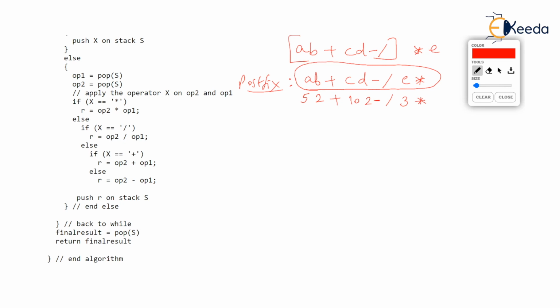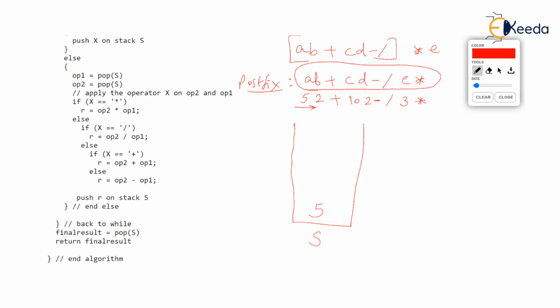All right. So these are the values that we are having. Now, how is our algorithm going to perform? This is the stack S. When we scan this postfix from left to right, we get a token 5. Notice, first token is 5, and 5 is an operand, so push it.